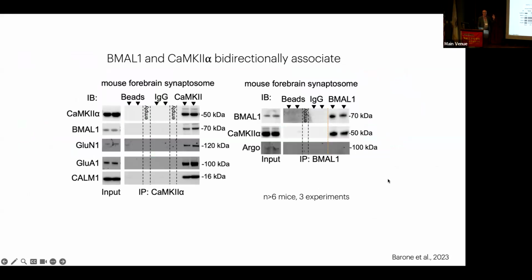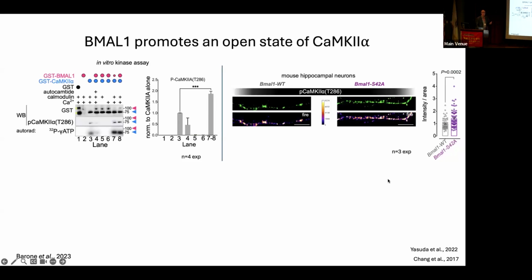Okay, so without getting into the lane-by-lane information of these immunoblots, I'll just tell you what they show. These are immunoprecipitations from synaptosomes from mouse forebrain in both directions, usually either BMAL as a bait or CAMK as a bait, and basically shows that the proteins can interact. We've done a whole host of other cellular assays to show that the proteins interact, and they interact directly, even in vitro.